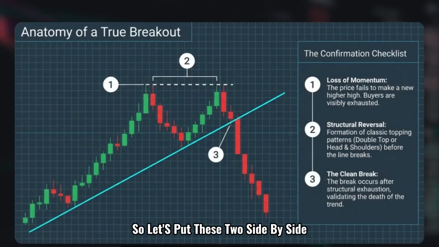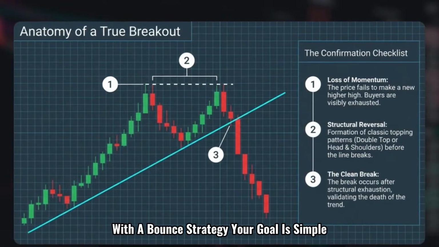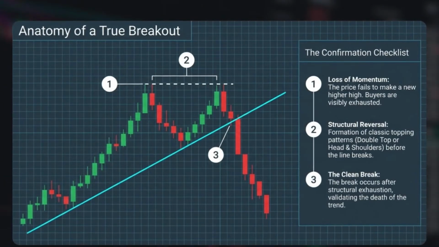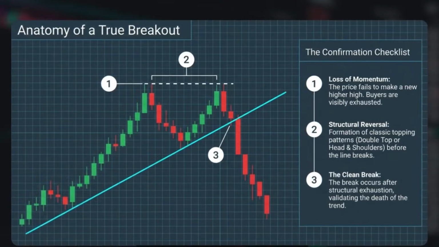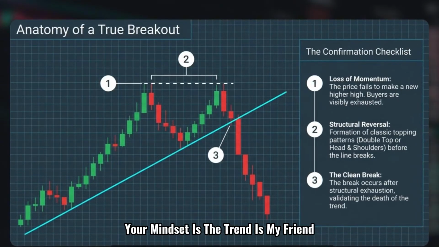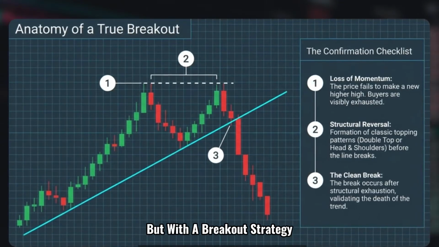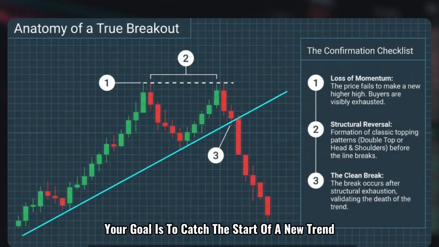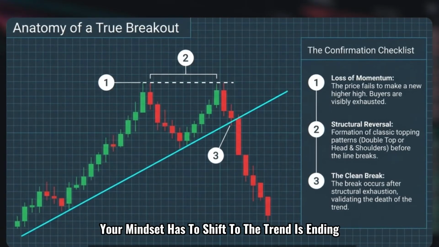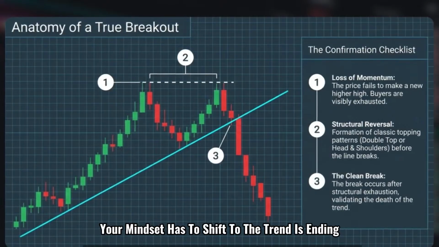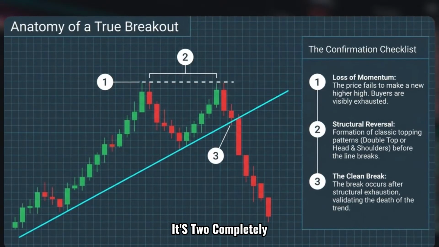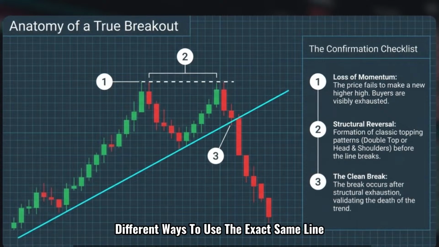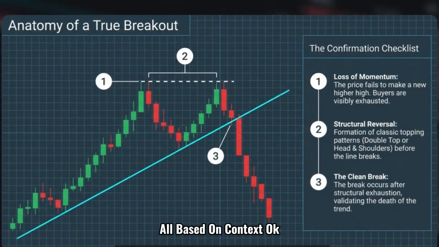So let's put these two side by side. With a bounce strategy, your goal is simple: trade with the current trend. Your mindset is the trend is my friend. But with a breakout strategy, your goal is to catch the start of a new trend. Your mindset has to shift to the trend is ending. It's two completely different ways to use the exact same line, all based on context.